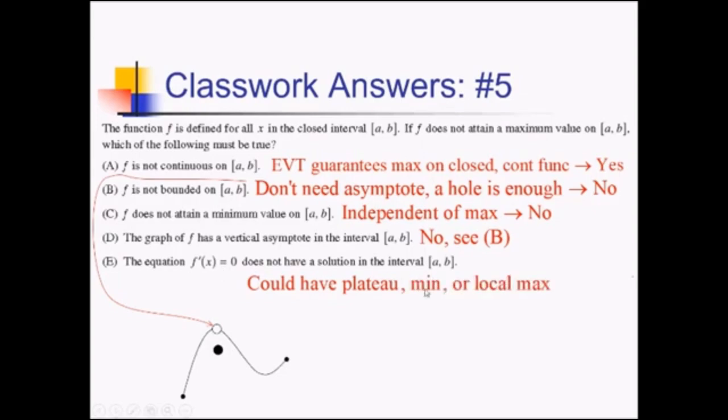You could have a min, you could have a local max. So lots of ways to have f prime of x equaling 0, even though you don't have an absolute max. So this is a no when all is said and done, meaning that answer choice A, the first one we saw that was actually true, ends up being the one we're going to pick.